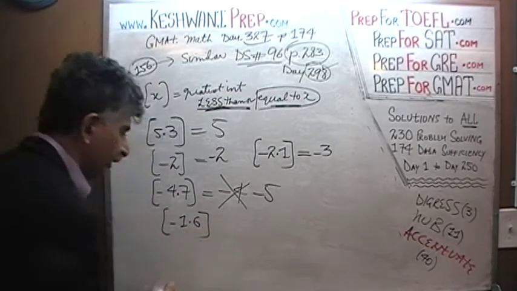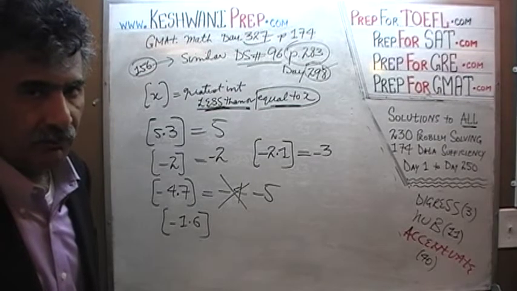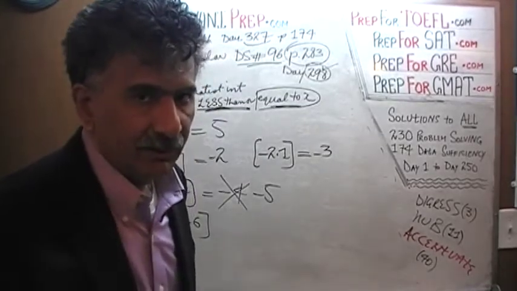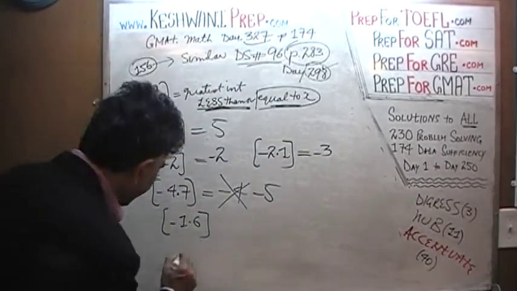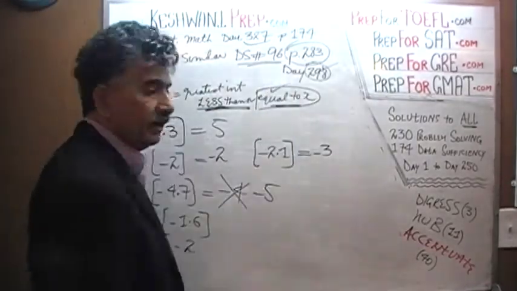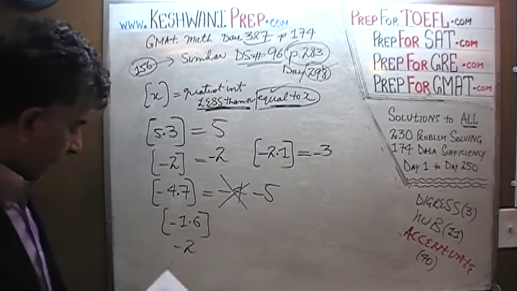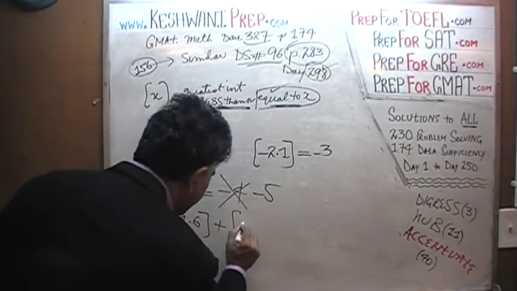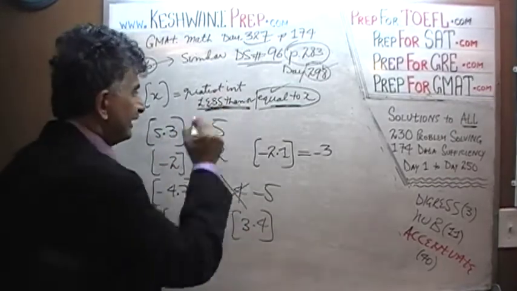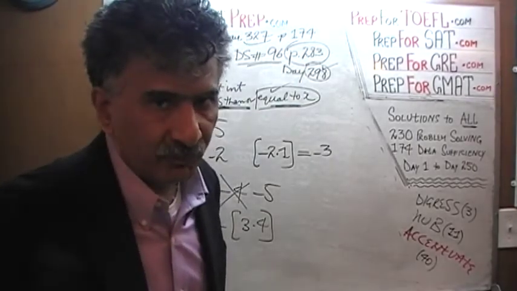-1.6. What's the largest integer that we can find that is less than or equal to -1.6? The largest integer that we can find that is less than -1.6 is -2. The equal to part does not play a role here because 1.6 is not an integer, so it can't be equal to. Then we have 3.4. What's the largest integer that we can find that is less than 3.4? It is 3.